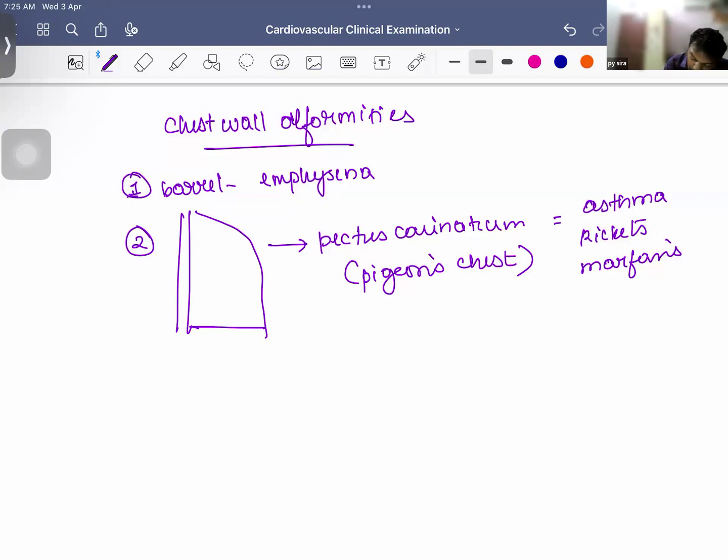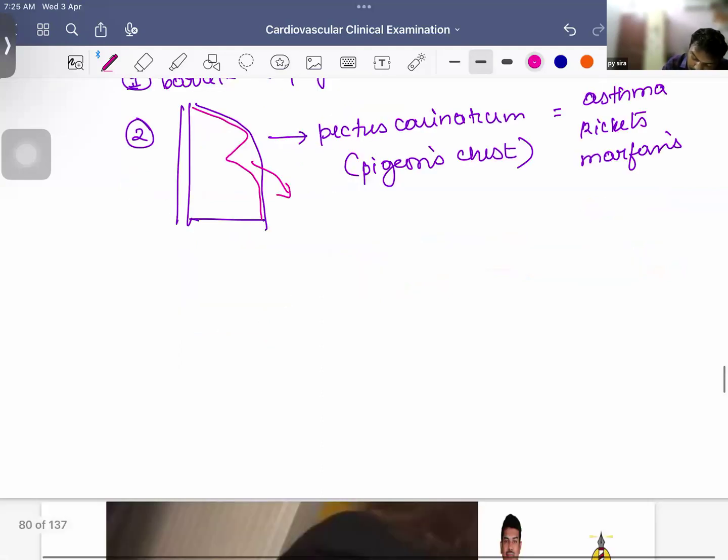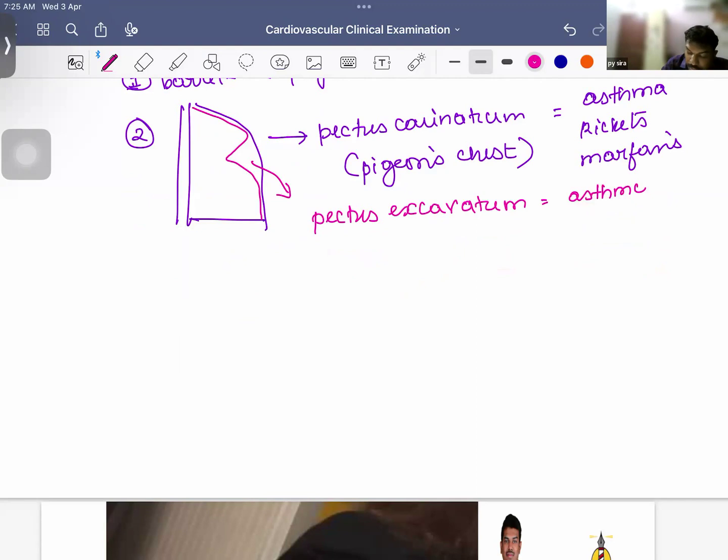The same thing can come in another condition, where the chest wall is like this, which is called pectus excavatum, and it is seen in patients with asthma and Marfan's.